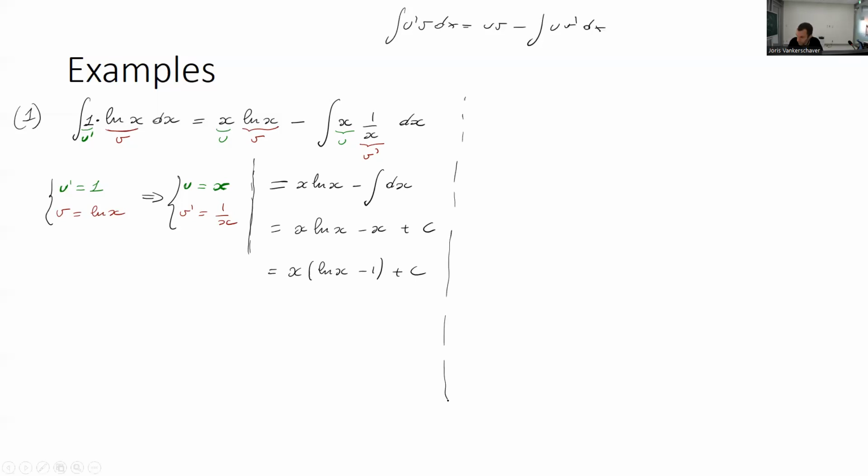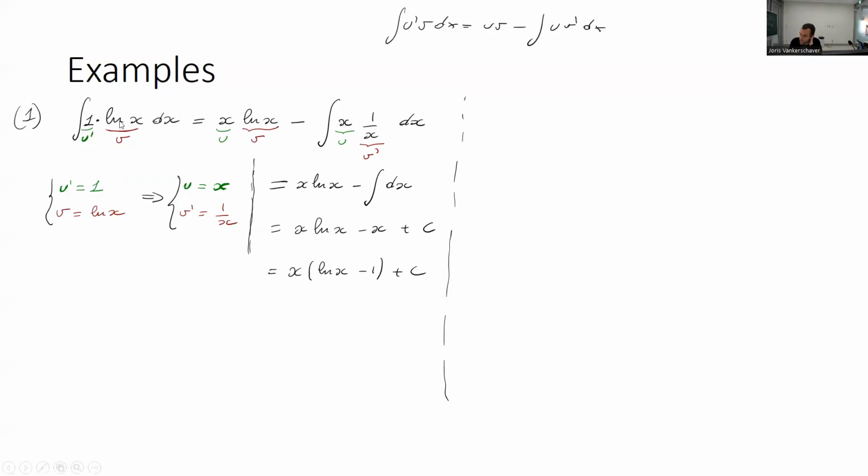Okay, if you've never seen the integration by parts rule before, then keep in mind you have to find two things in your integrand. One has to be easy to integrate. There's no easier function to integrate than the constant function 1. And the other thing has to be easy to differentiate. And here ln x is easy to differentiate because we know the derivative is 1 over x.